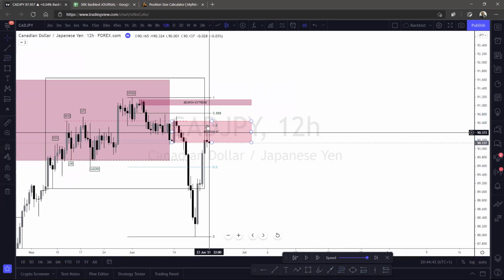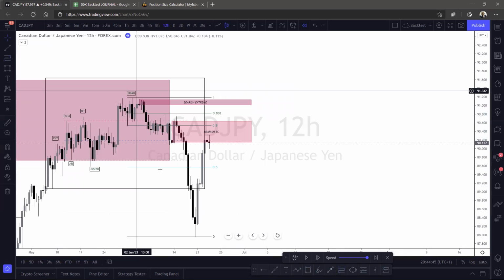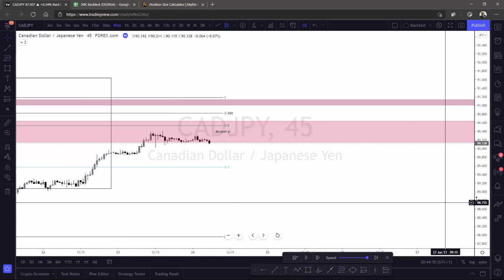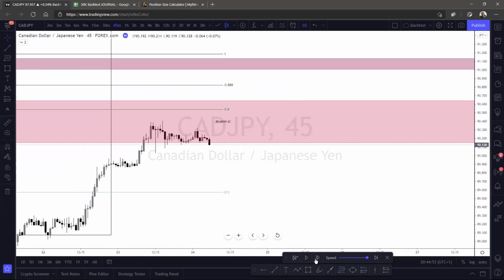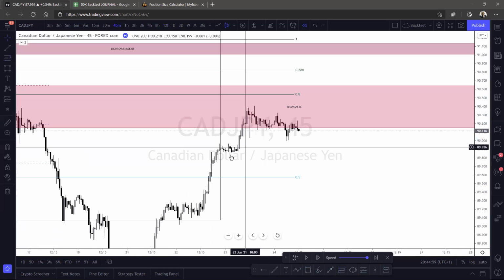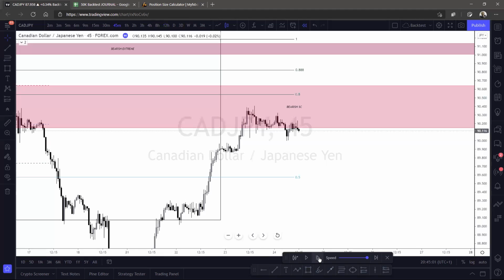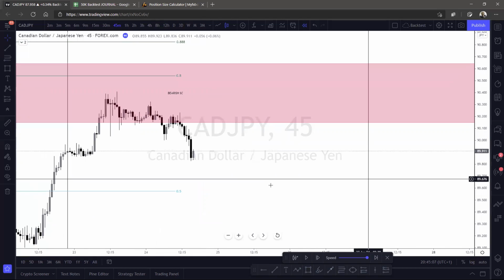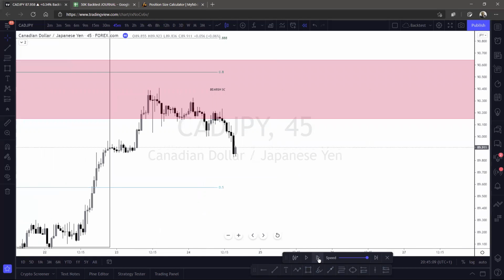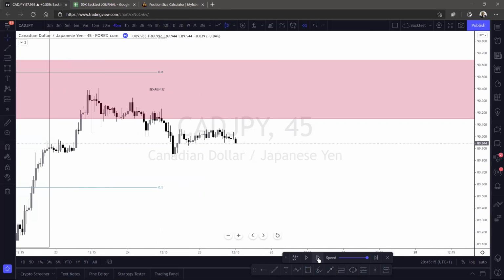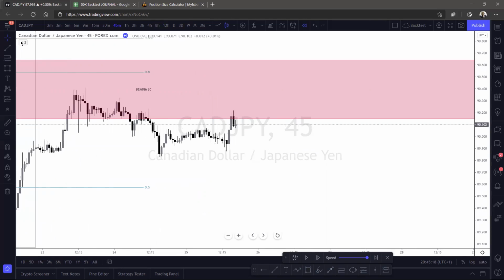Okay, so this area here is about 80% of this whole leg from point A to point B. Let's see what happens now. I'll need this area here to break. Okay, well, we've broken it. Right, let's see. Still nothing, still nothing. This session time as well.